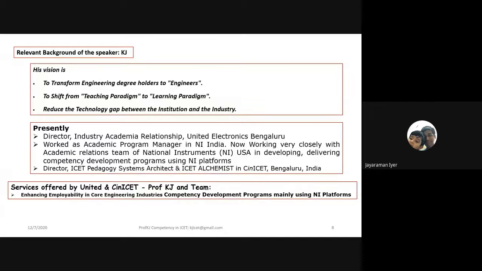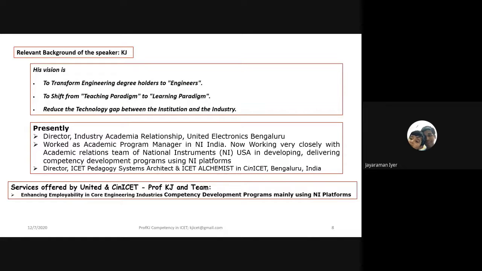And I was in NI India. Now I am only associated with NI India. Okay, that means if I tell you to use LabVIEW, I don't get any money. I don't get any credibility for that. I only tell you because it is useful. I say you do it. That's all it is. Okay, and I also act as an alchemist, actually turning any metal to gold. So if engineering degree holders come to me, I will make them employable in 15 days, in 1 month, in 3 months, in 6 months.